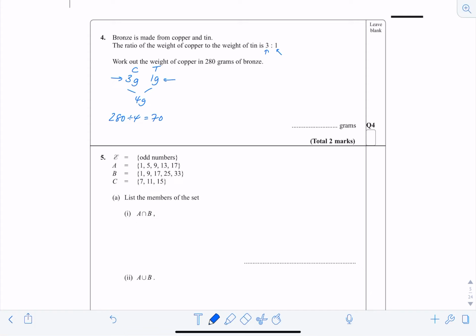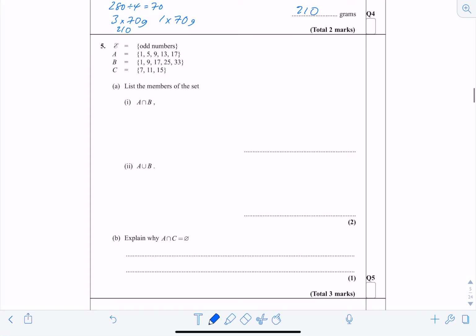So I know that 3 times 70 grams would give me the amount of copper, and 1 times 70 grams would give me the amount of tin. Okay, so 3 times 70 grams is 210 grams. It could have easily asked you how many grams are there of tin or something like that.